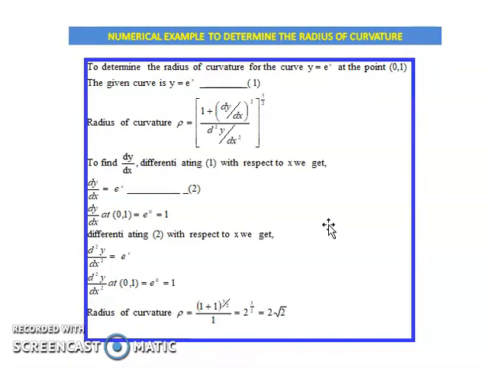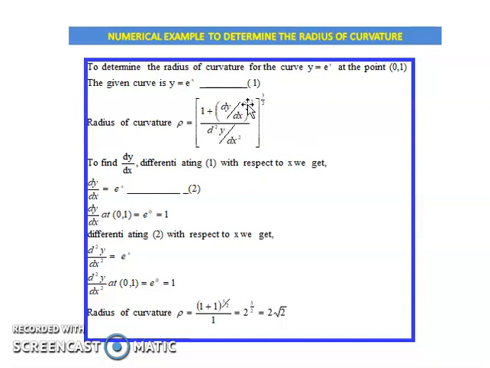So the numerical problem has also been evaluated. Now we have got to find the radius of curvature for the curve y is equal to e power x at the point (0, 1). So for all the problems we've got to find the value of dy by dx and d squared y by dx squared at the particular point and substitute it in the equation.